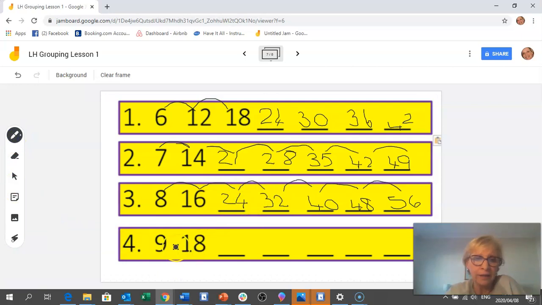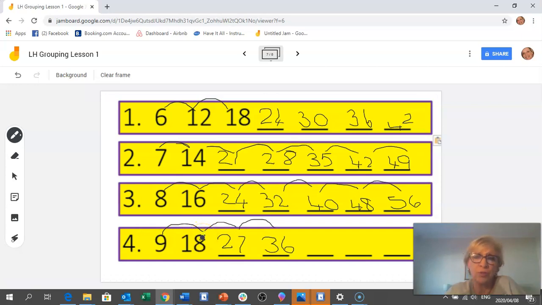And the last one now is counting in 9s. Okay, so let's go. 9 plus 9 is 18. Now let's see if you can do the next one before I get the answer. 18 plus 9 is 27. 27 plus 9 is 36. Interestingly, if you did 9 plus 10, the answer would be 19.